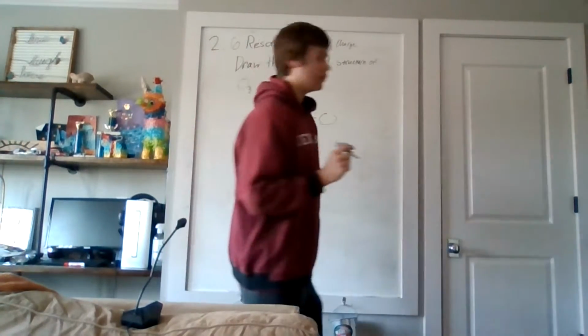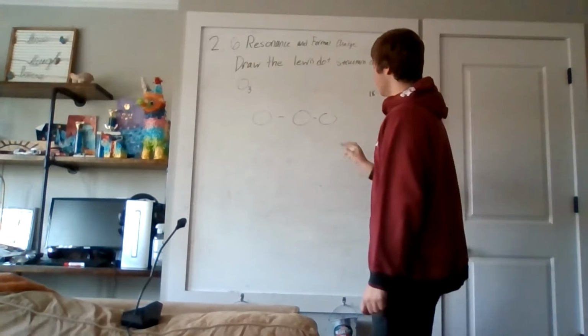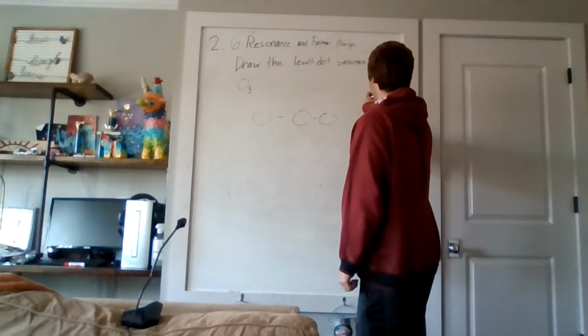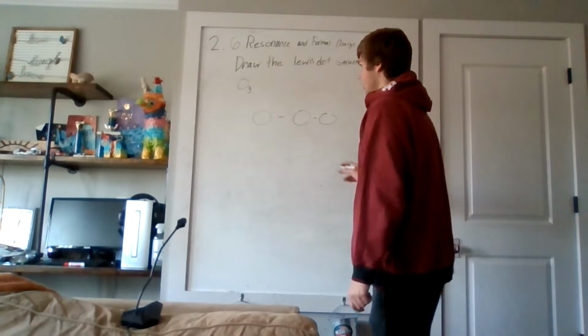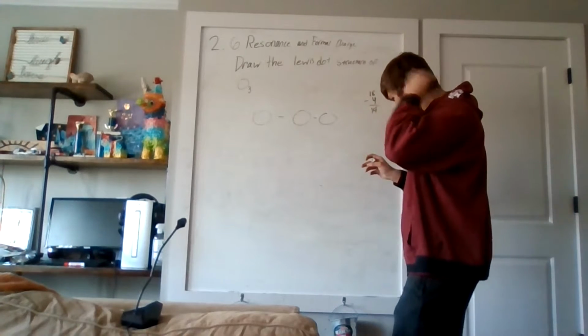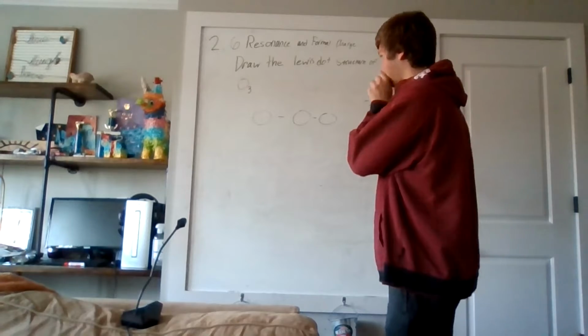3 times 6 is 18 valence electrons that we need to worry about. We have 2 bonds, single bonds right now. So we subtract 4, we get 14. And if we go all around right now, we'll be 2 electrons short.